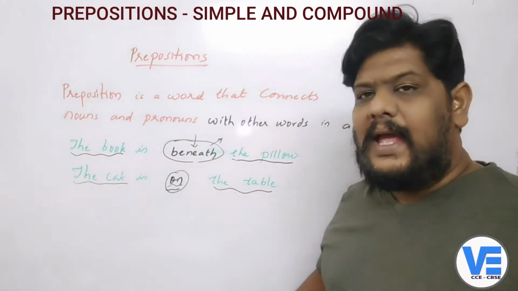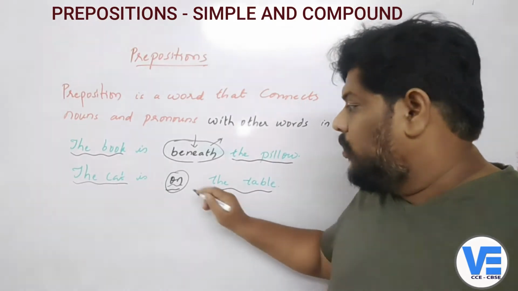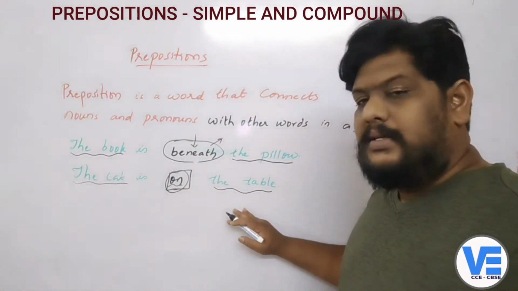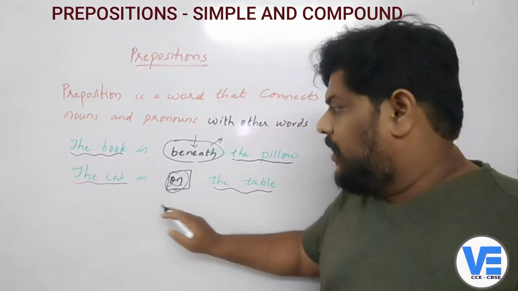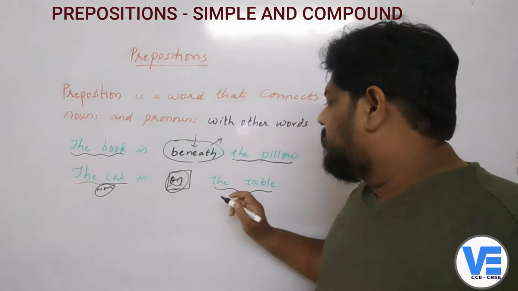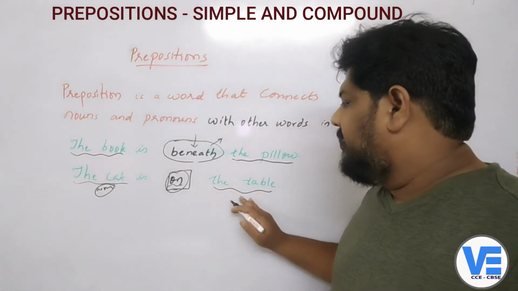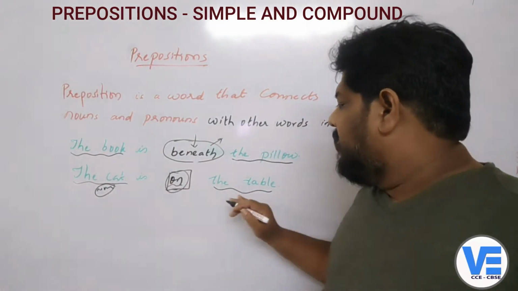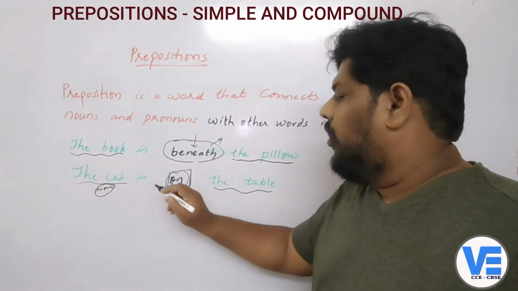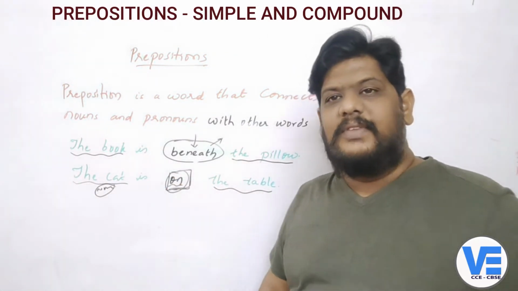So now where is the cat? The cat is on the table. So the word on is used to relate the other words in the sentence. Now this cat is a noun, isn't it? This noun is used to relate the other words, right? This noun and the other words in the sentence are related to each other with the help of on. Now this is one of the definitions.